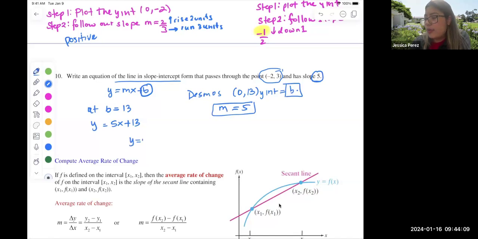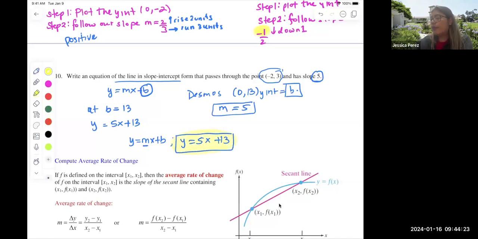So it's y equals mx plus b, but you already know m is 5. The x goes for the right plus the y-intercept, which was a 13. And this is the equation that we got from the point and the slope. And how did we do that? By graphing and following the slope. Up 5 over 1, up 5 over 1. So the slope was 5 over 1. So rise 5, run 1 from your point (-2, 3).